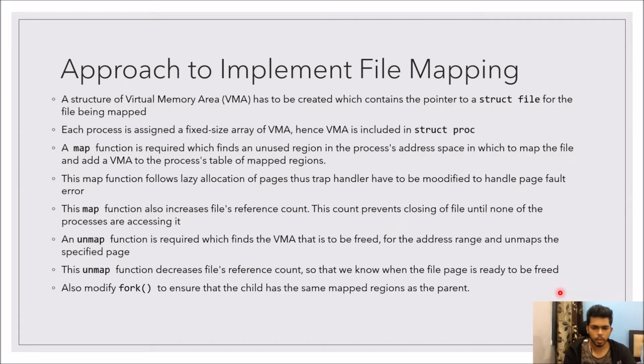This map function follows lazy allocation of pages, thus the trap handler has to be modified to handle page fault errors. This map function also increases the file's reference count. This count prevents the closing of the file until none of the processes are accessing it. An unmap function is also required which finds a VMA that is to be freed for the address range and unmaps the specified page. This unmap function decreases the file's reference count so that we know when the file page is ready to be freed. Also, we have to modify the fork function which creates a child from a parent to ensure that the child has the same mapped regions as the parent.